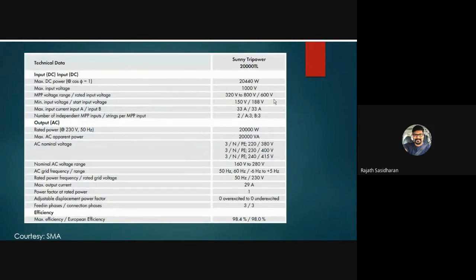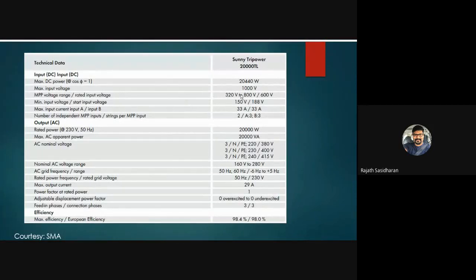When you find a data sheet of an inverter, there are a few things to identify. It always starts with the DC rating, or what are the accepted DC levels, right? So here you can see the maximum wattage offered here is 20,440 watts. This is for a 20 kilowatt inverter. You will also see this TL. The TL stands for transformerless. So the moment you see a TL, you can understand that these inverters are grid dependent or on-grid inverters.